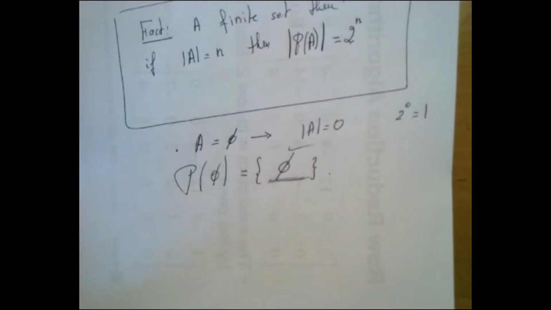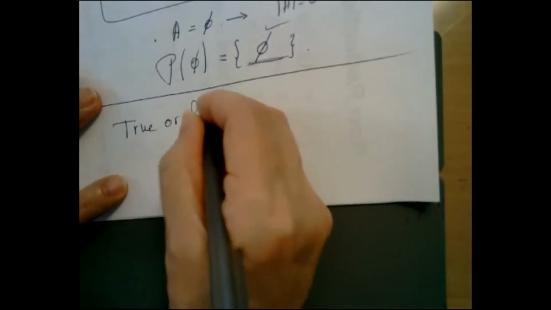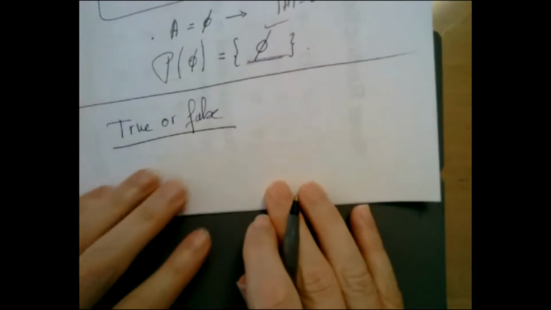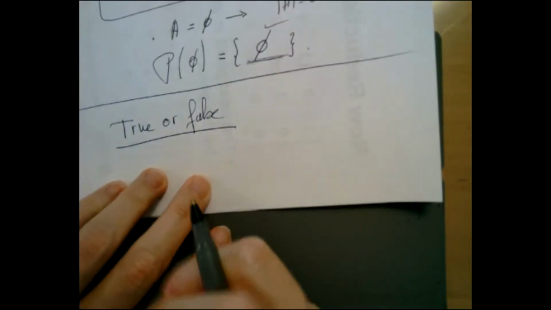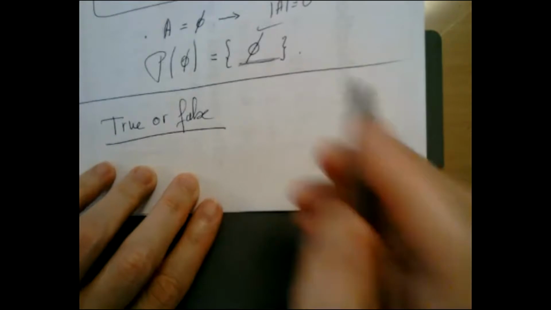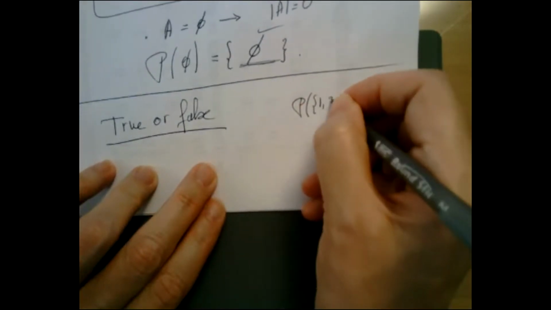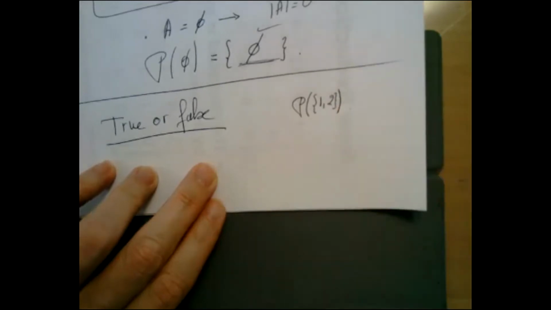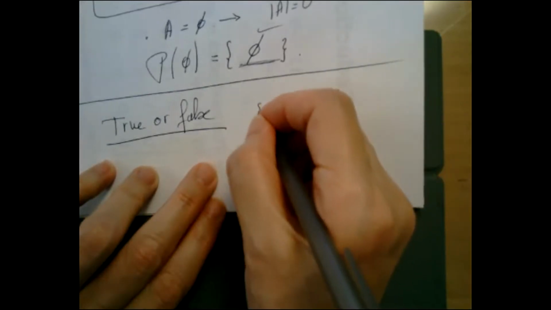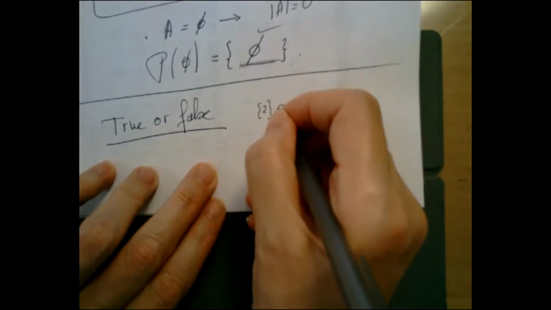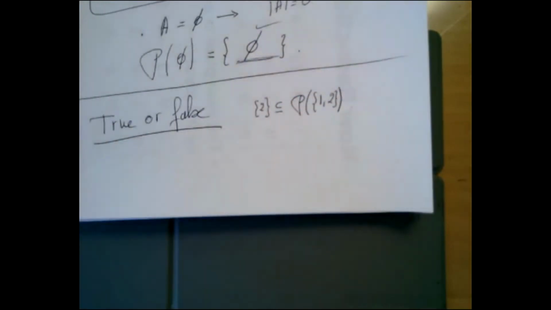So let me ask you a simple question. True or false? And then you justify. So we know what the power set is, or the subset. The first question is fairly simple. Suppose I'm taking {1, 2}, and I take the singleton {2}. True or false?